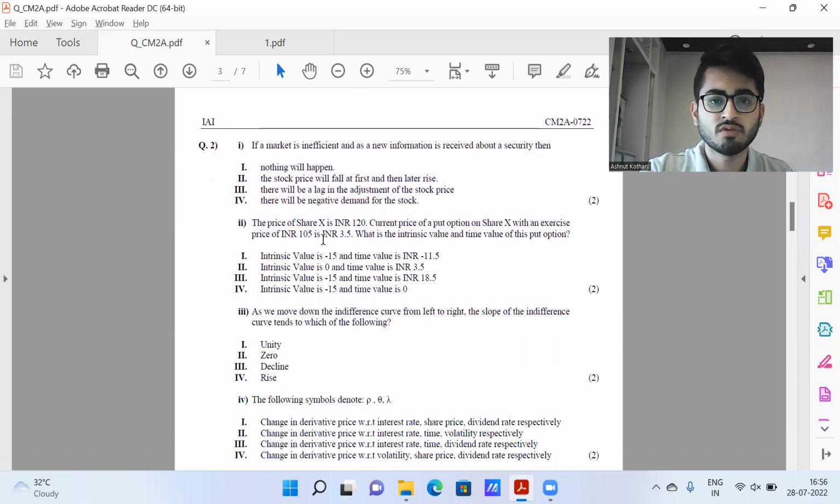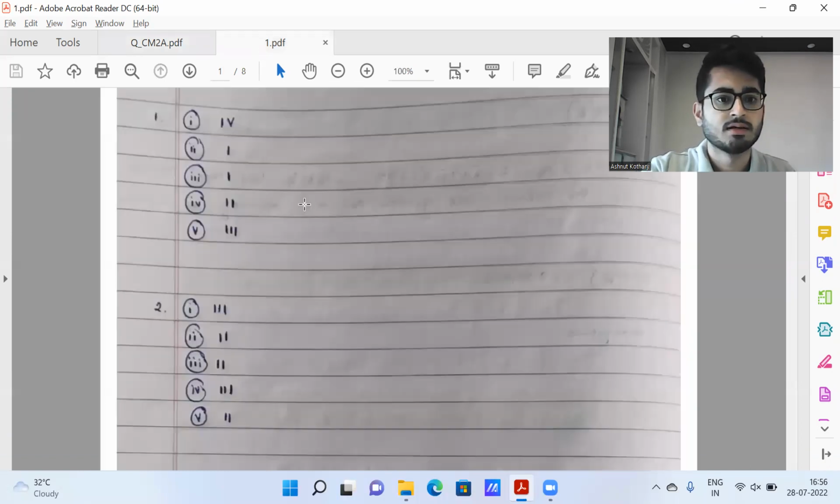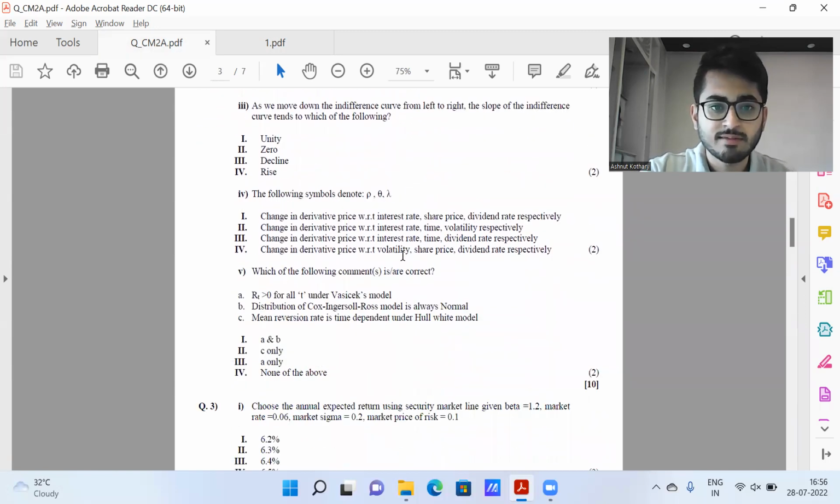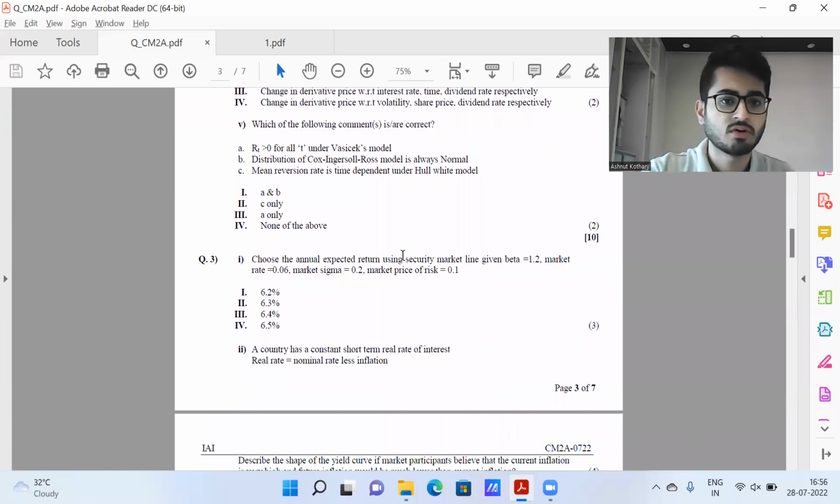Then we have question two onwards. So this is the answer key: 3, 2, 2, 3, 2. And if there is any specific question which I would like to discuss, no, not really.